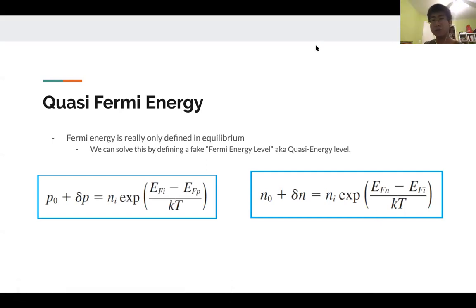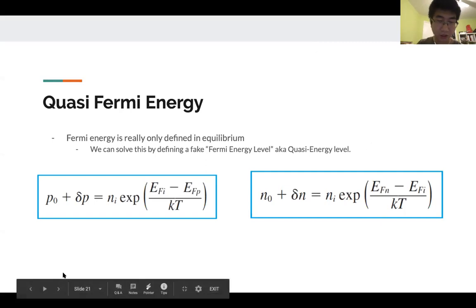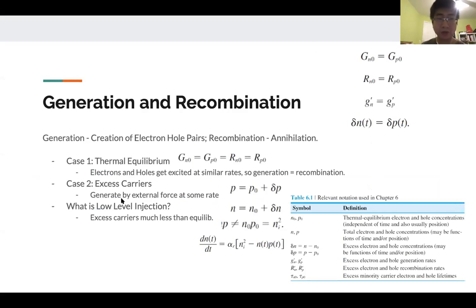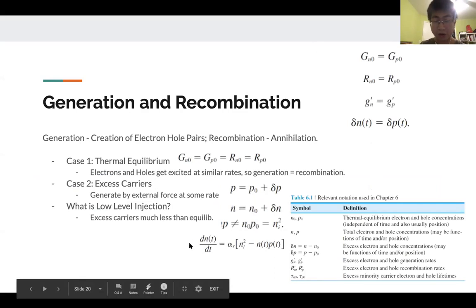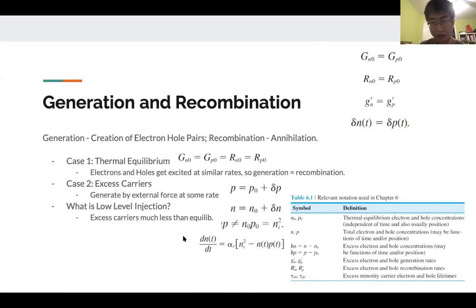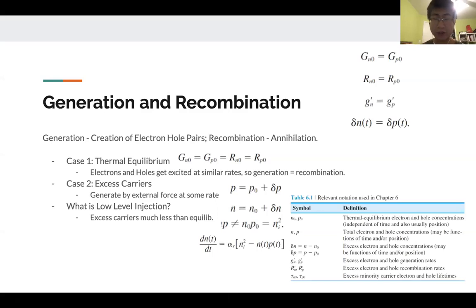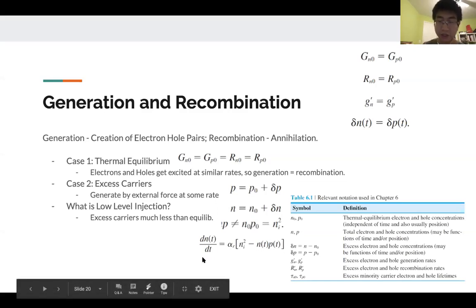Oh yes. So Fermi level, you can only really define it in equilibrium, because if we're not in thermal equilibrium, if we're in case two, where we have excess carriers, where we're generating some external force at some rate, then what happens is that the amount of carriers changes with time, because there's some force or there's some generation rate there. And it obeys this equation here.